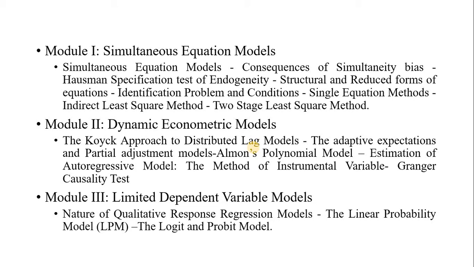Then, since there are certain issues with these two equations, Almon has brought a model called Almon polynomial models. Then how we can estimate the autoregressive model using the method of instrumental variables. Then what is a Granger causality test? These are all the topics that we will cover in this particular chapter. So we will start with the second chapter, then we will come to the first chapter. Okay, yes.